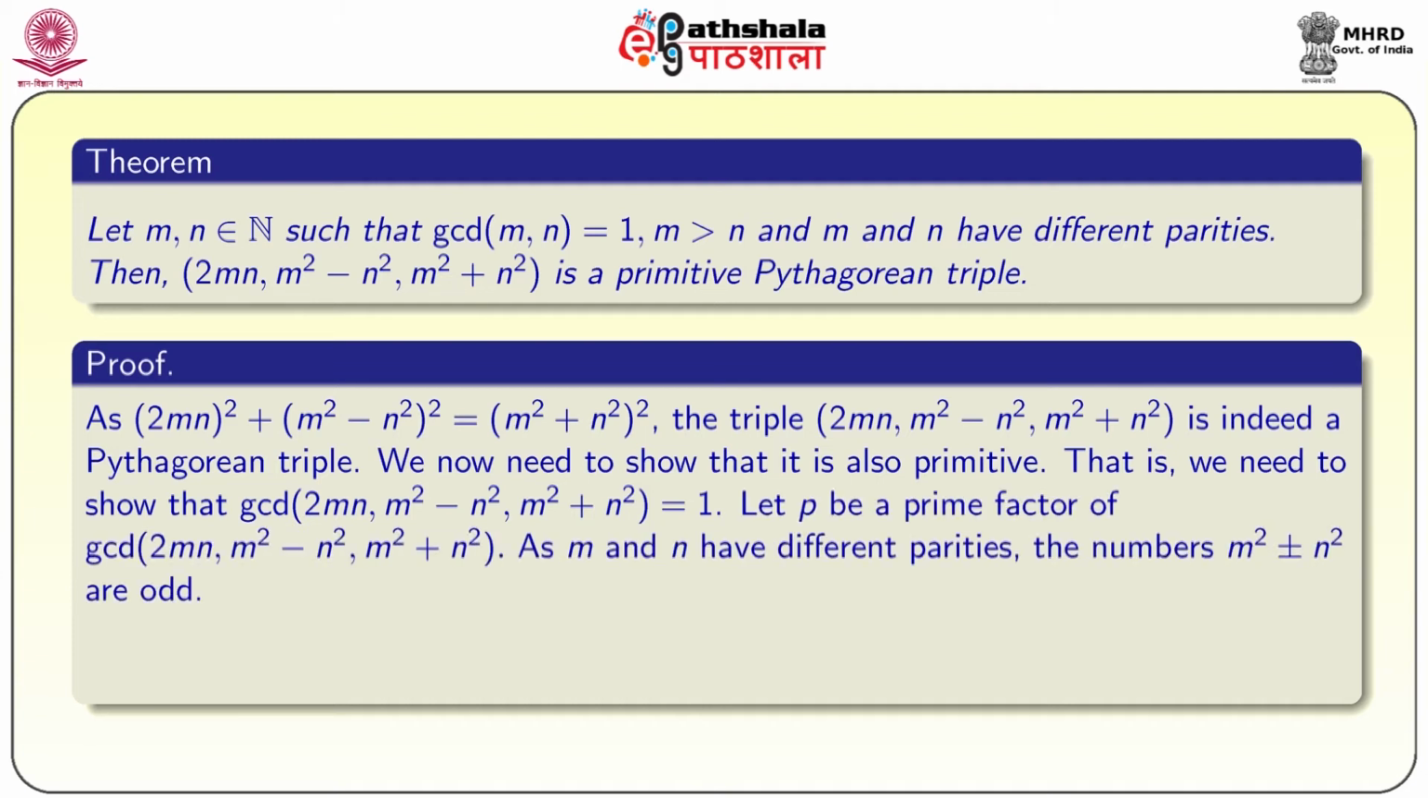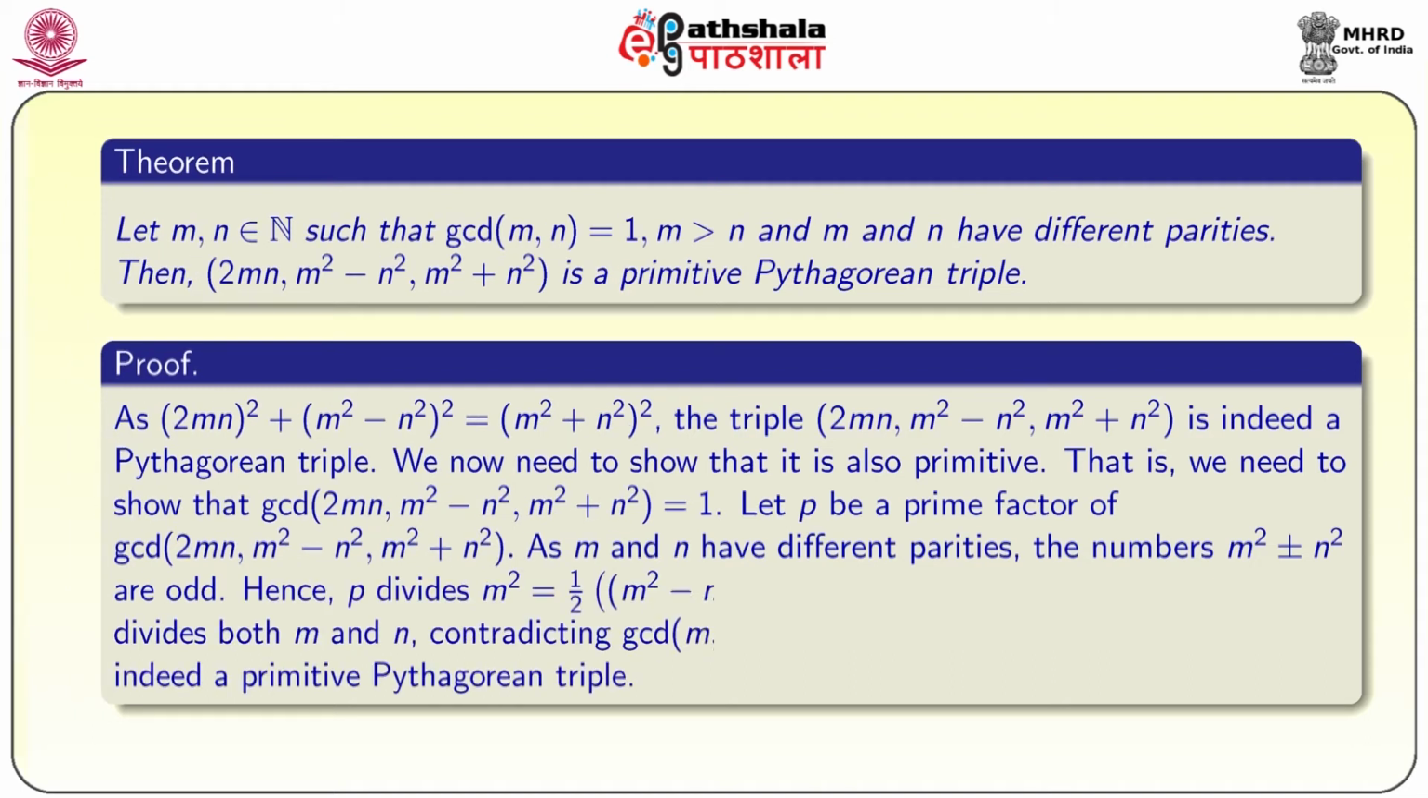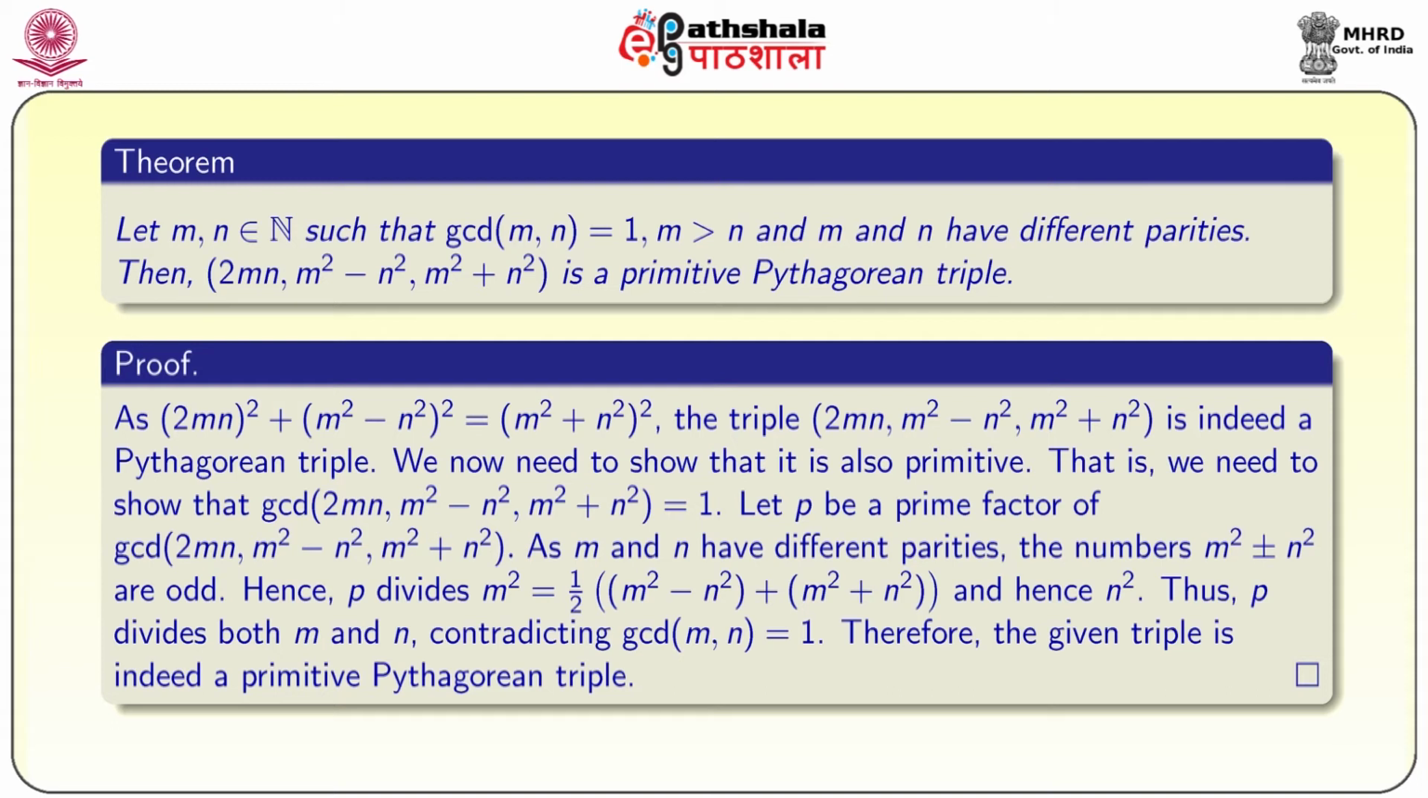That is, let p be a prime factor of the GCD of 2mn, m square minus n square, m square plus n square, as m and n have different parities, that is the hypothesis we are assuming. So, m square plus or minus n square are odd. Hence, if p divides m square, that is 1 by 2 times (m square minus n square plus m square plus n square), and also it divides n square, and p divides both m and n, which is a contradiction for GCD of m comma n equal to 1. Therefore, the given triple is indeed a primitive Pythagorean triple.